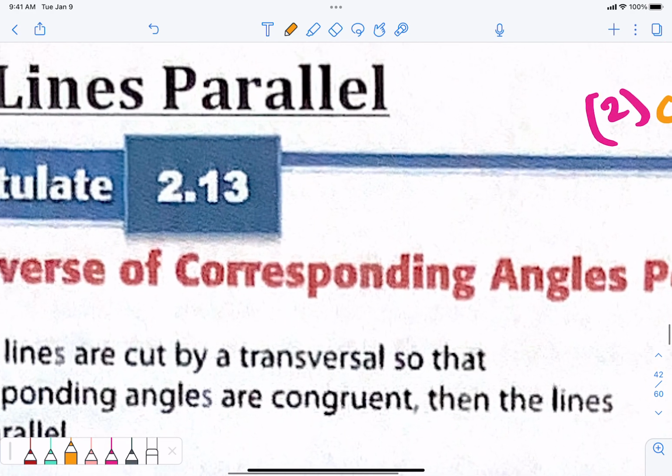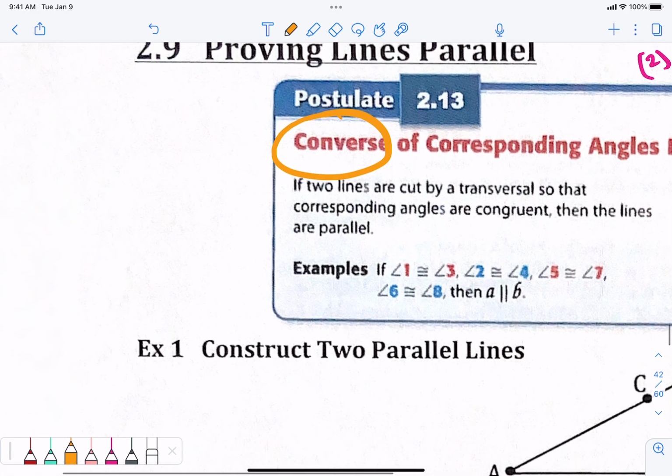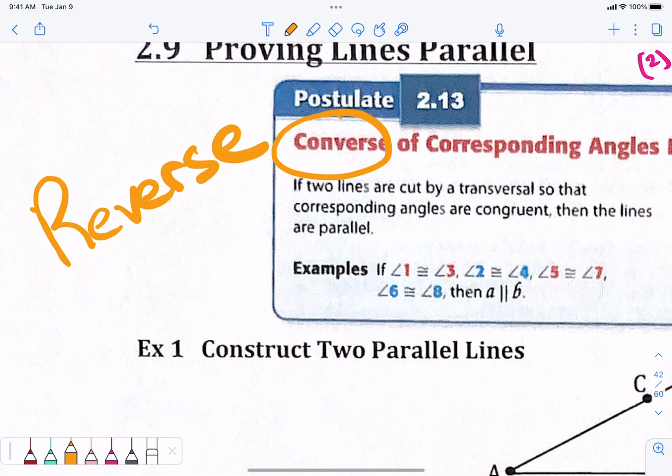So this guy is the converse of the corresponding angles. Okay? Converse means the reverse. Write that really big off to the side. To do the converse means to do the reverse, which is like the opposite, right? Converse is reverse, okay?